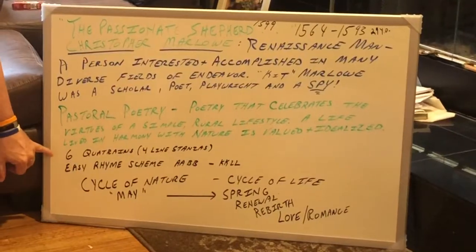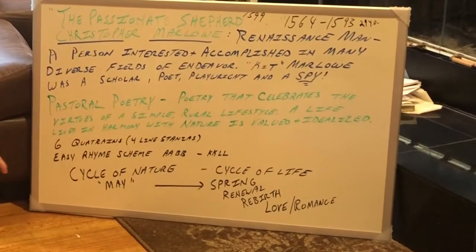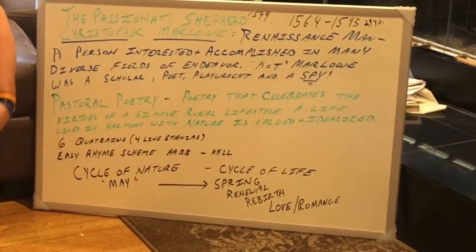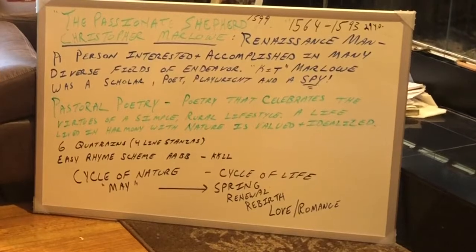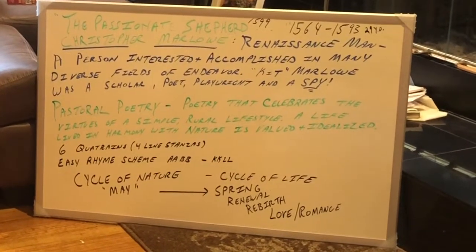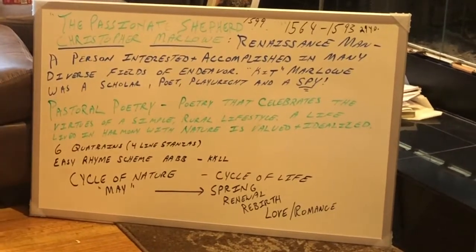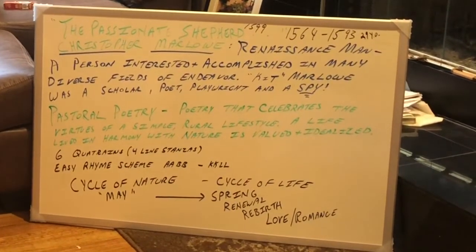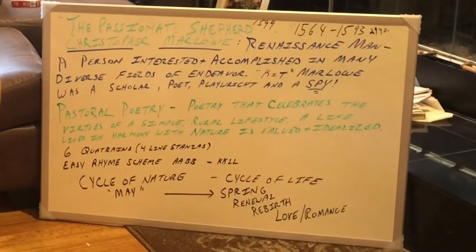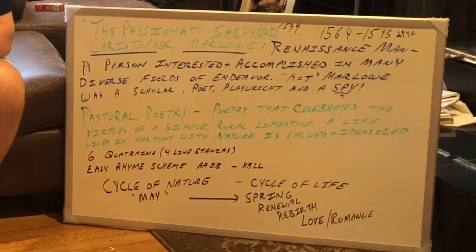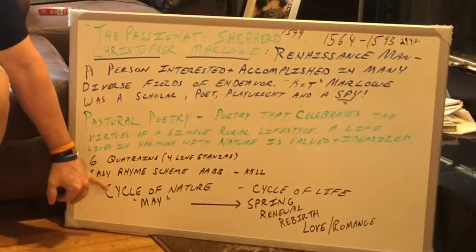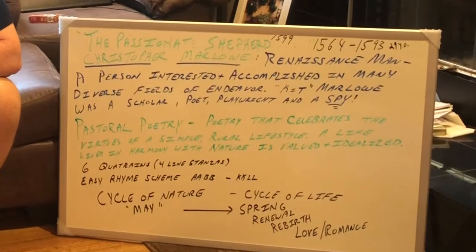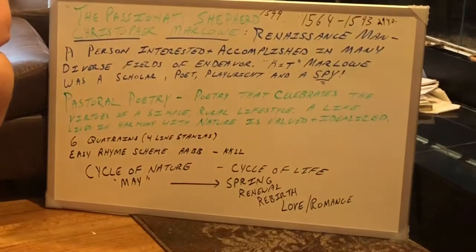As I said, it's 6 quatrains, 4 lines each. It's an easy rhyme scheme. It starts off in that first quatrain of A, A, B, B, and that last quatrain will be K, K, L, L. You have to be aware of the cycle of nature and the cycle of life and how it operates in this poem. The only part of setting other than the country that we can identify is that the speaker talks about shepherd swains dancing for your delight each May morning. So the poem is supposed to take place in May. That would be symbolic in the cycle of life of spring, renewal, rebirth, and of course love and romance.